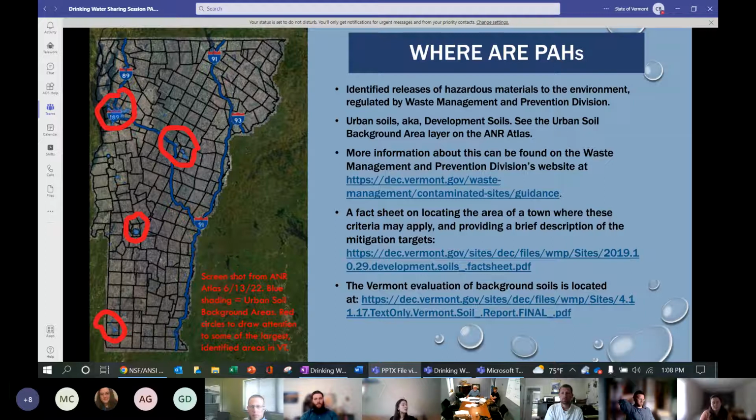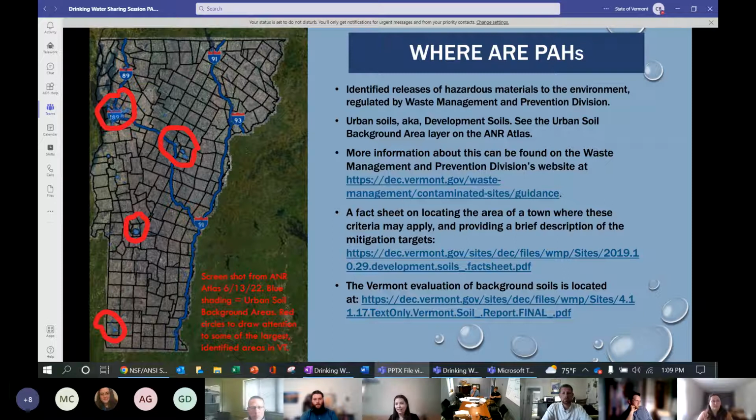You can see some on the screen right now. There's a map of Vermont pulled up from the ANR atlas, and the urban soils layer on the atlas will show you where these soils have been mapped. The areas circled in red are some of the largest identified areas of urban soils. Basically Burlington, right around Montpelier, Rutland, and Bennington.